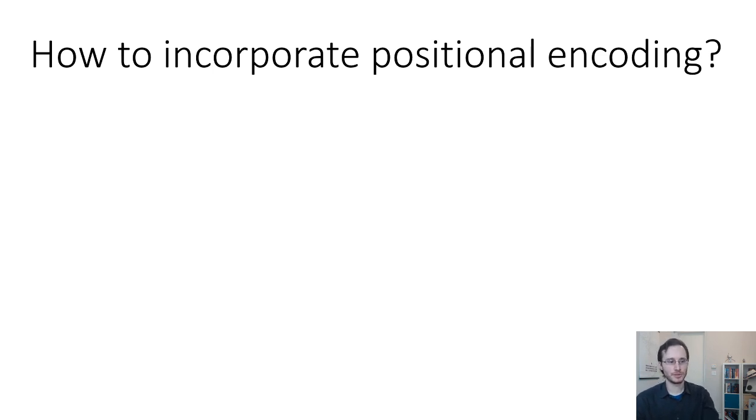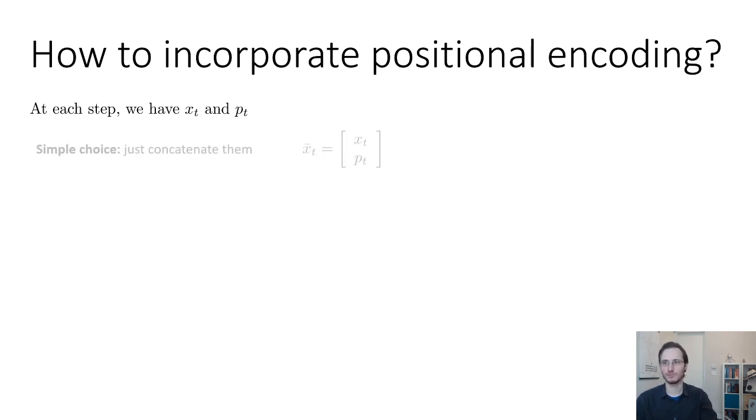How do we incorporate these positional encodings into our self-attention model? Well, at each time step, we're going to have our input xt and our positional encoding pt, whether it's a sine-cosine thing or a learned thing or anything else. And, you know, it's just some vector pt. So a simple naive choice could be to just concatenate them. So instead of just feeding xt, we feed in x bar t, which is xt concatenated with pt.